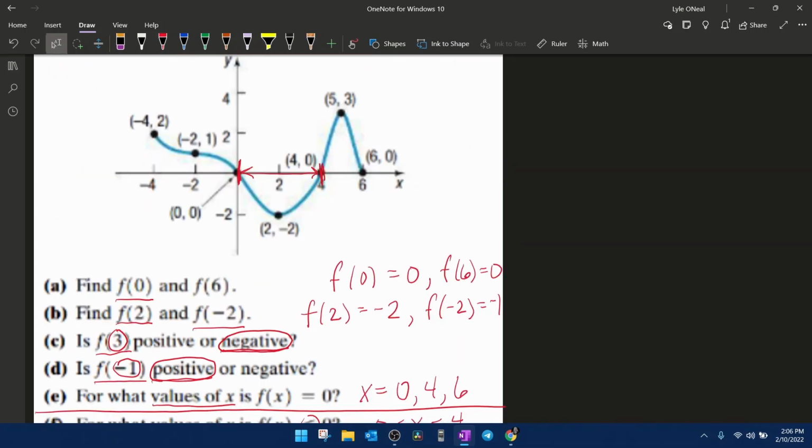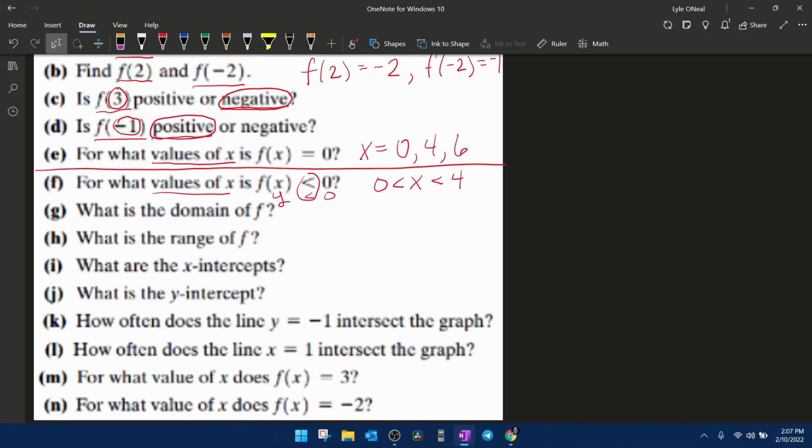Let's make sure that makes sense here. The x's, again, that correspond to our negative y values have to be between 0 and 4, and 0 and 4 cannot be included because at 0 and 4 it's equal to 0, but our question specifically says strictly less than 0, so this would be our inequality that would satisfy those particular values of x.